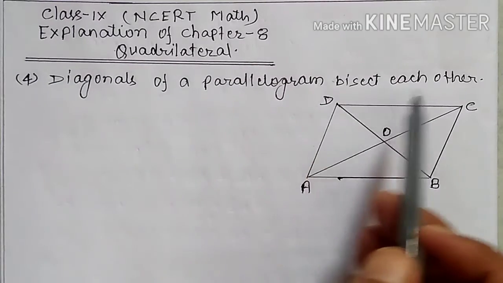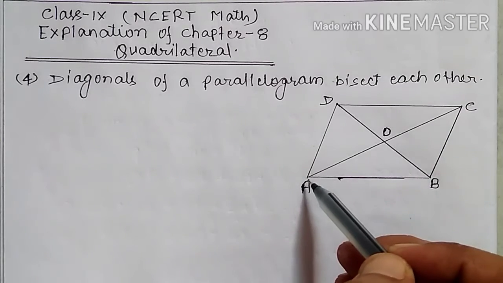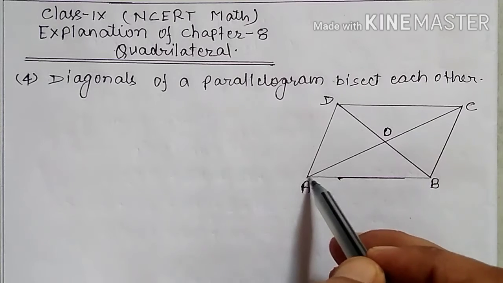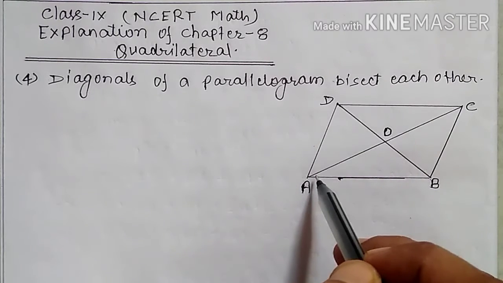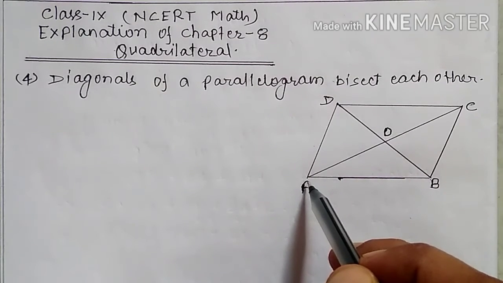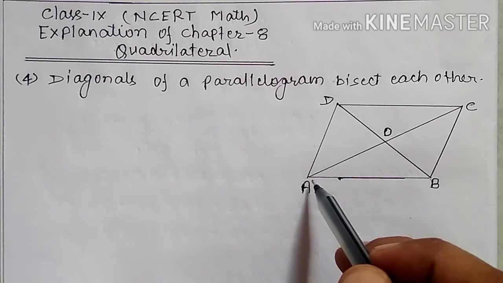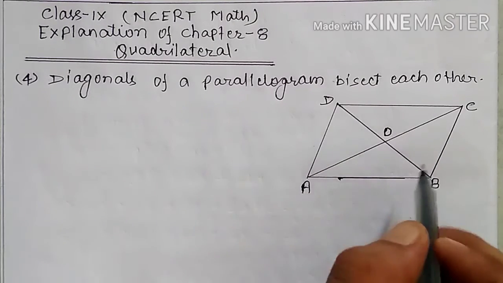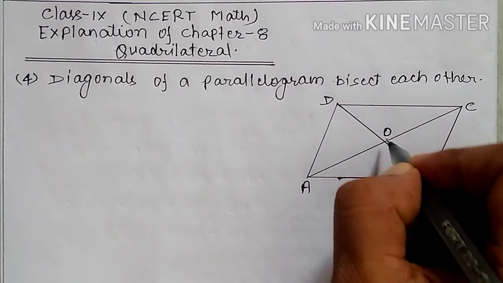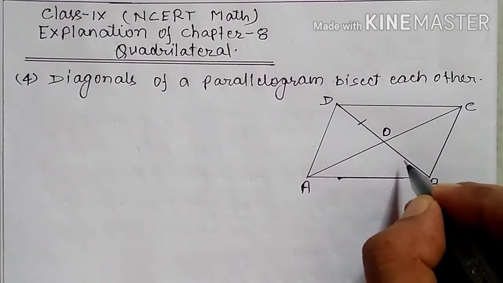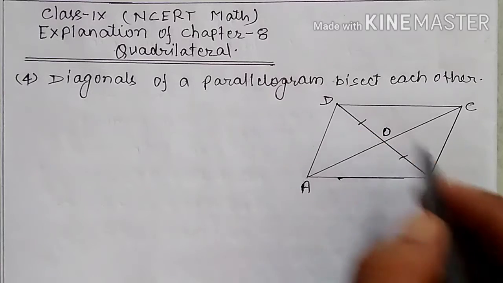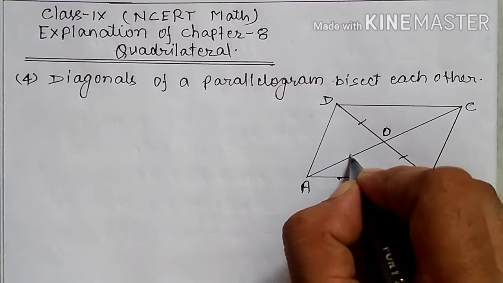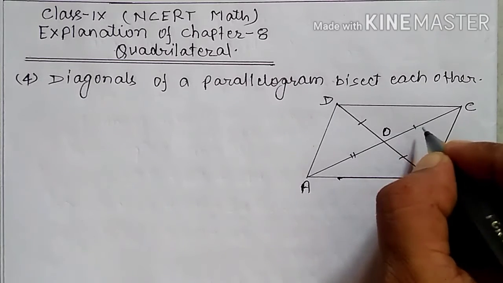Diagonals of a parallelogram bisect each other. It means there are two diagonals, AC and BD, of the parallelogram ABCD, and we have to prove that the diagonals AC and BD bisect each other. It means we have to prove that OD is equal to OB, and OA is equal to OC.